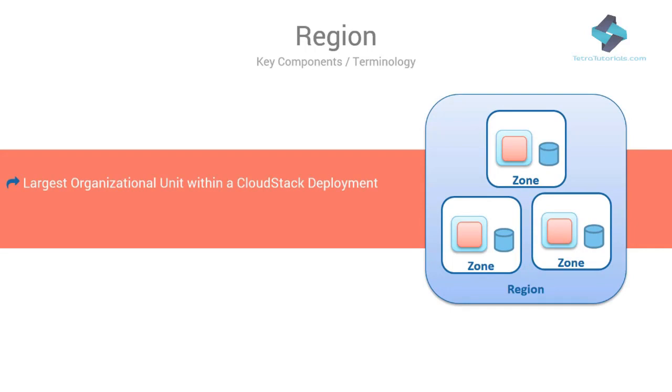A region is the largest organizational unit within Apache CloudStack deployment. You can increase the reliability of the cloud instance by grouping resources into multiple geographical regions. A region is made up of several zones, where each zone is equivalent to a data center. Each region is controlled by its own cluster of management servers running in one of the zones. Using regions, you can provide fault tolerance and disaster recovery in the Apache CloudStack environment.